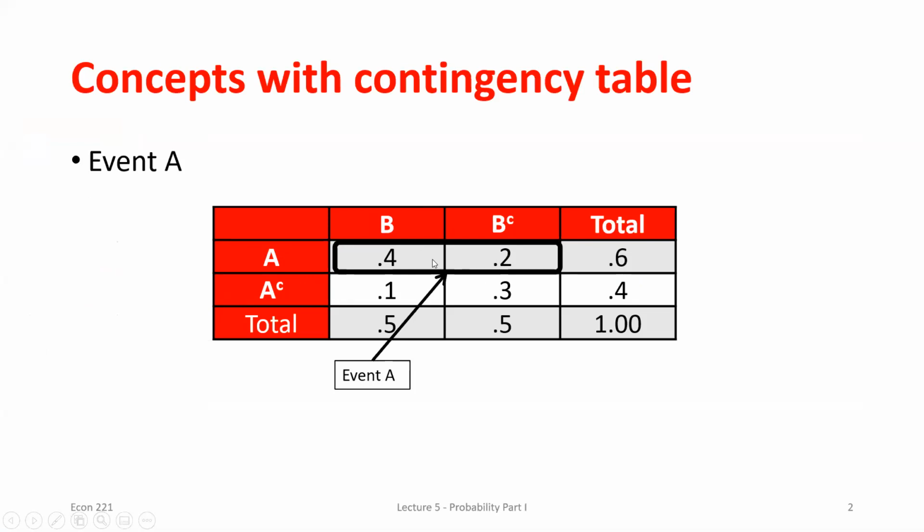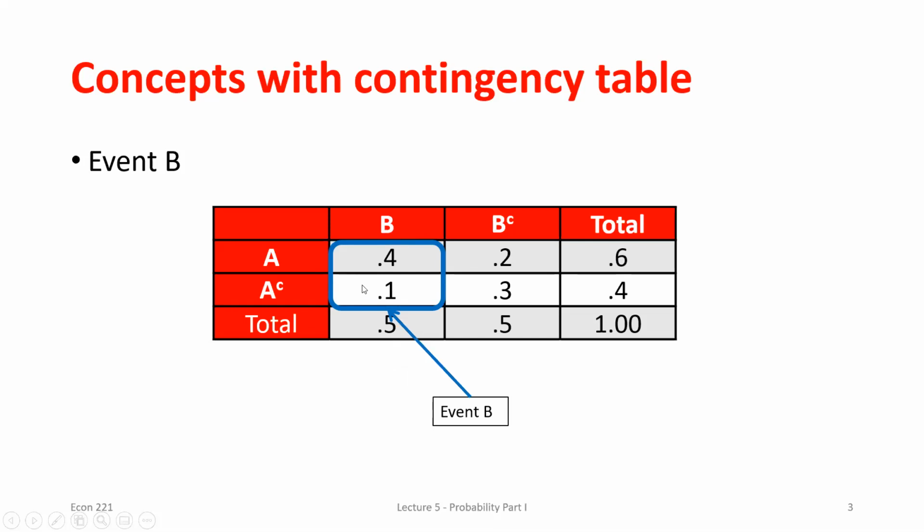But we can add across the rows to reproduce these totals. So let's say I didn't have the total columns here. 0.4 plus 0.2 would give me that probability of 0.6. 0.1 plus 0.4 gives me the probability of 0.4. We can also add down the columns, same kind of idea. The probability of B is 0.5. The probability of B complement is 0.5. How could I reproduce those? Adding down the columns, right? 0.4 plus 0.1 is 0.5, and 0.2 plus 0.3 is 0.5.